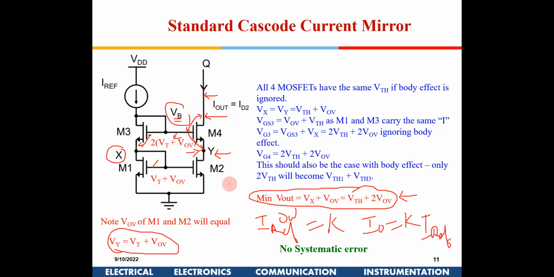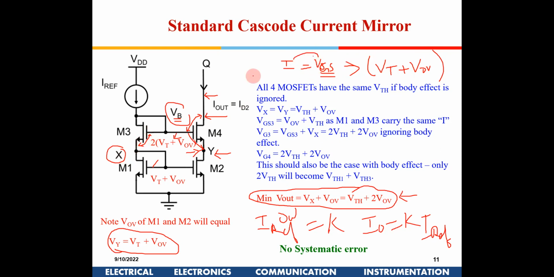Sir, can you explain once again how the M3 gate voltage is 2 VT plus VOV? Yes. See, this is VT plus VOV, right? Now this same current is flowing in M3 also. So I is flowing, so what will be VGS? VGS will be VT plus V overdrive, for the same current, right? Yeah, right, sir.